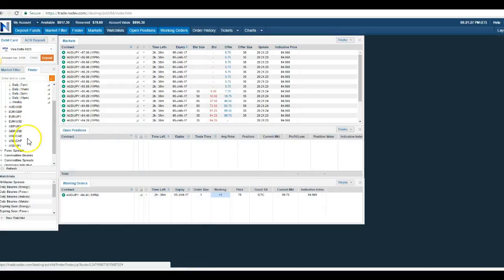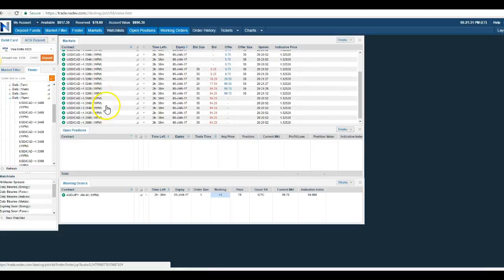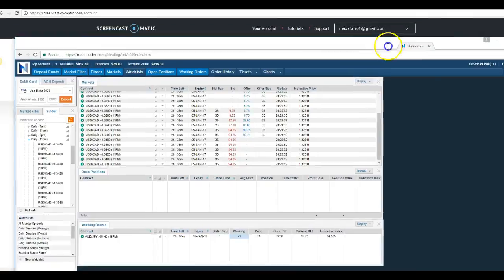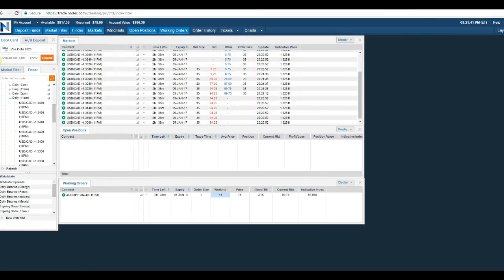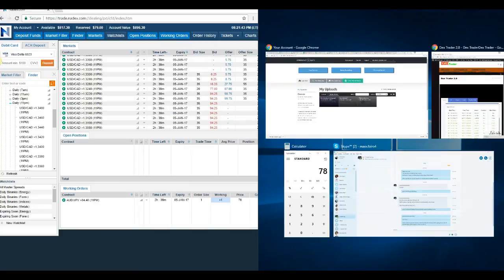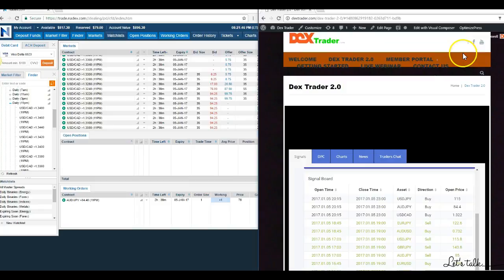So we come back over, come down to USD CAD, we look at the 11 p.m. and I've already forgotten what it was, so I'm going to see, what was it right there? Okay, 13220. 13220 on the buy.